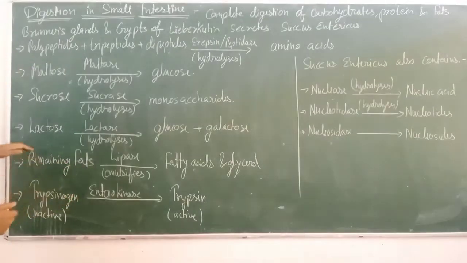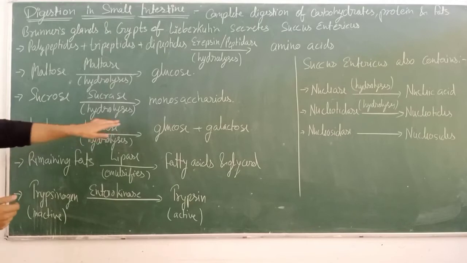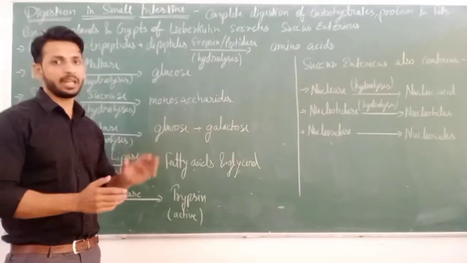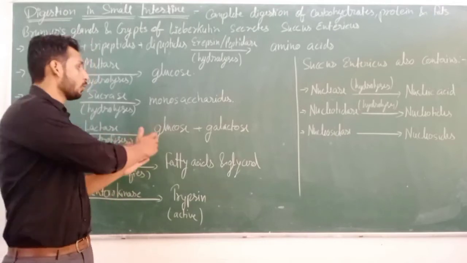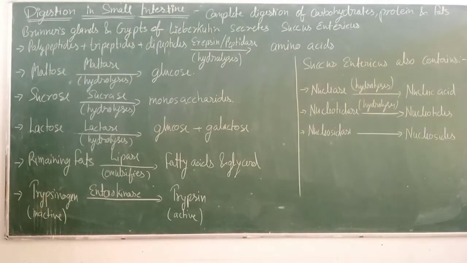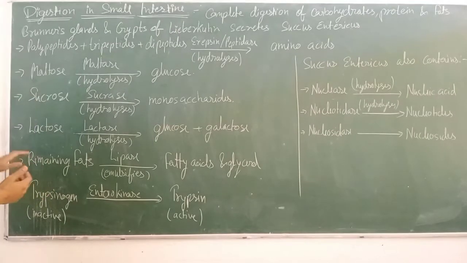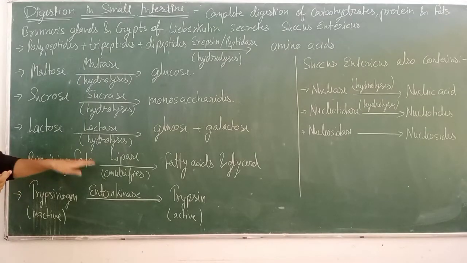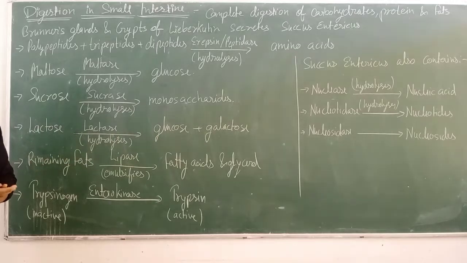Right? So next is lactase. Lactase converts lactose into glucose and galactose. The enzyme is lactase. Next is remaining fats. Here we have studied that emulsification of fat was done earlier also. So the remaining fats which were not emulsified, lipase converts them into fatty acids and glycerol.